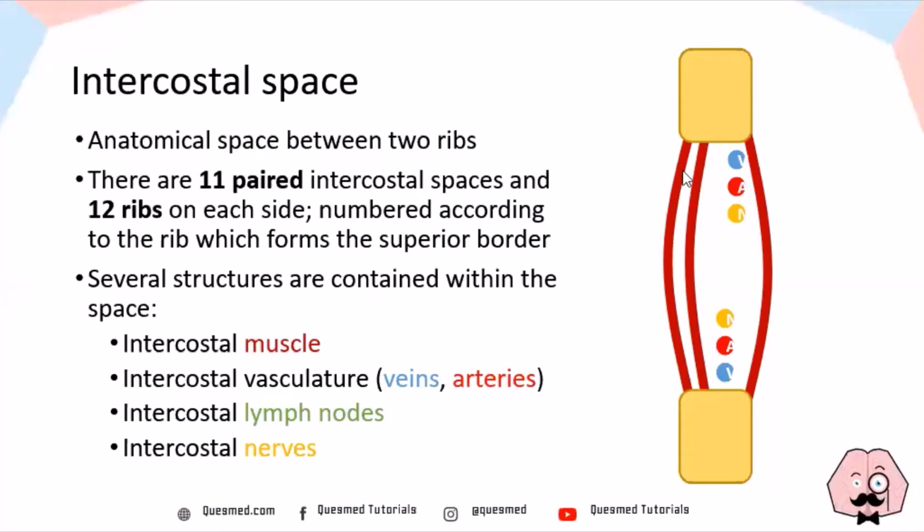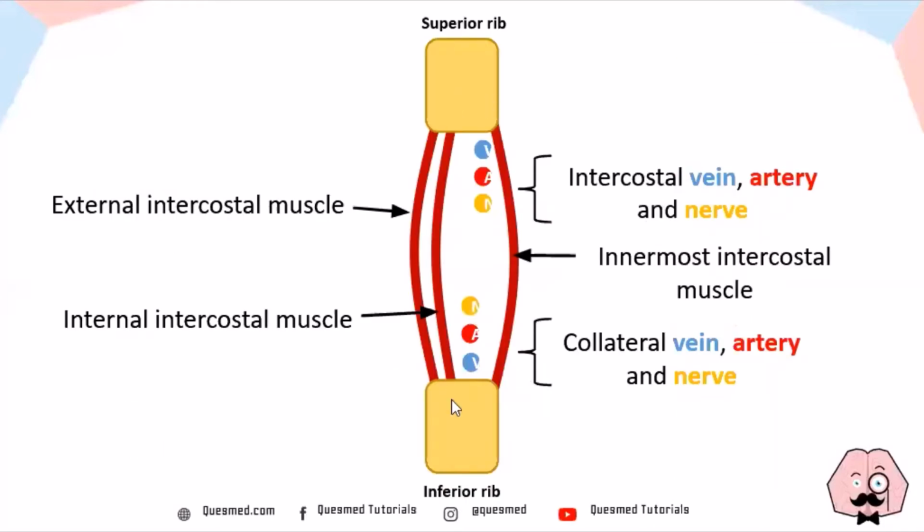The space itself is bordered by muscle. So you've got 3 muscle layers within the intercostal spaces. The most superficial one is called the external intercostal muscle. And then just deep to that, you've got the internal intercostal muscle. And then deep to the internal intercostal muscle is where your neurovascular bundles are. And then your deepest muscle layer is called your innermost intercostal muscle. So your bundles sit between the internal and your innermost intercostal muscles.